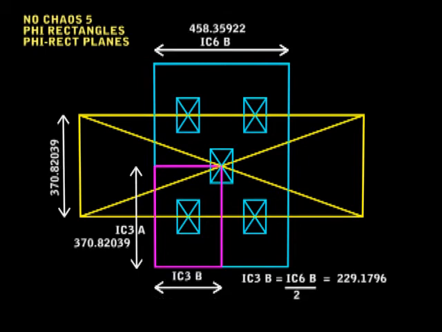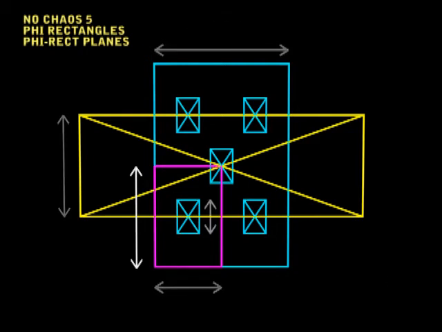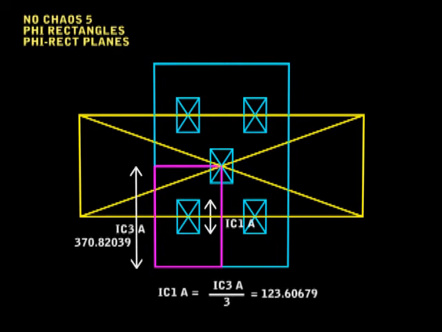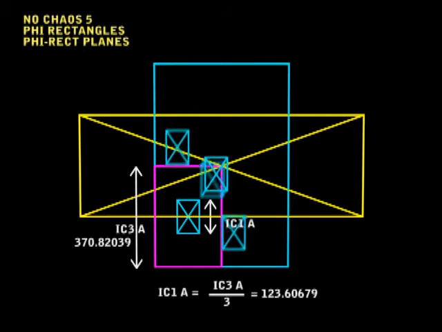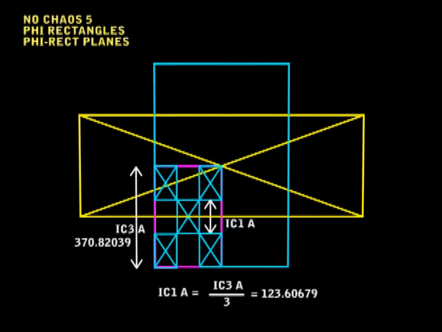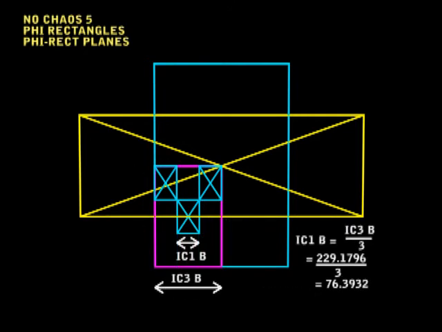Now this one is going to be IC3B, which is the edge of a size 3 icosa. And we can get this length by just dividing by 2 the length of the size 6 icosa. Okay, now we're down to the last rectangle, the S1 rectangle. And this little animation shows that 3 S1s go into an S3. So for this length we just have to divide the size 3 by 3, and to find the IC1B edge will be exactly the same.